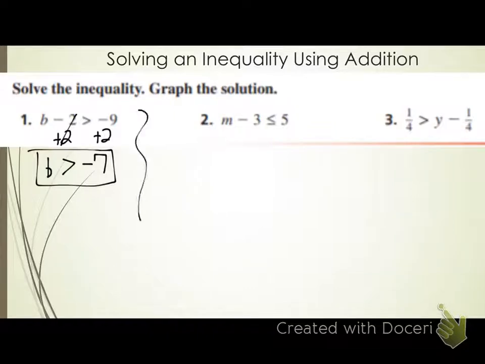Number 2. How would I get m by itself here? Add 3 to both sides. M less than or equal to 5 plus 3? 8. Any confusion I need to clear up so far? Any at all?